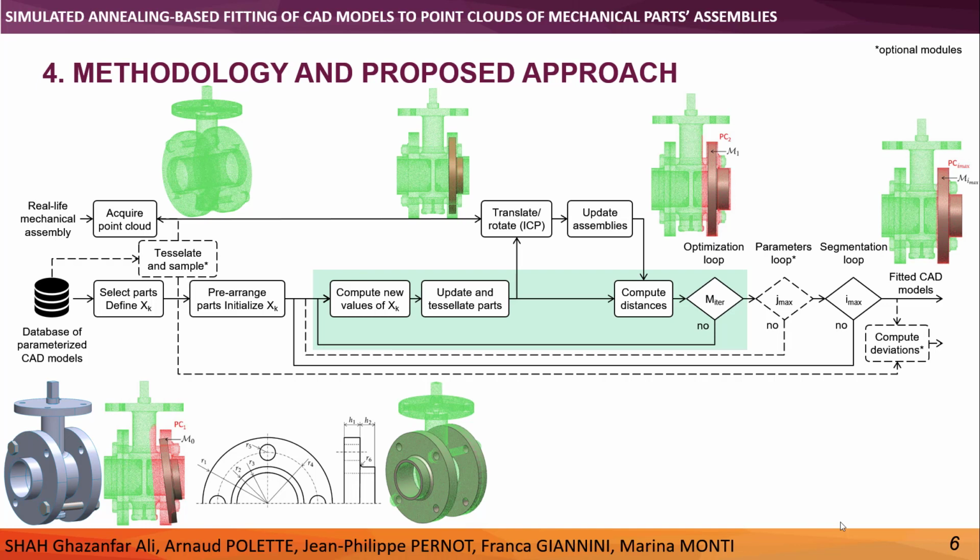So you can see in this figure that two flanges are fitted simultaneously using this proposed methodology. Of course, there are also some assembly constraints like distance constraint, parallelism, and concentricity between two flanges, and these assembly constraints are also optimized using the optimization loop.